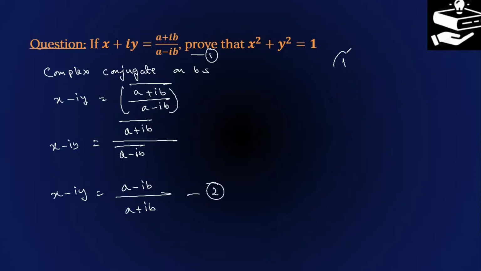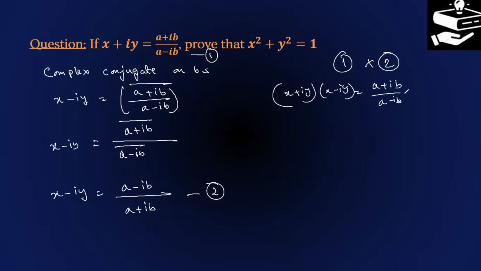Now if we multiply equation number 1 with equation number 2, what will I get? x plus iy times x minus iy equals a plus ib over a minus ib times a minus ib over a plus ib. Clear? Now this a minus ib will get cancelled out, and a plus ib will get cancelled out. So on the right hand side you are getting 1.